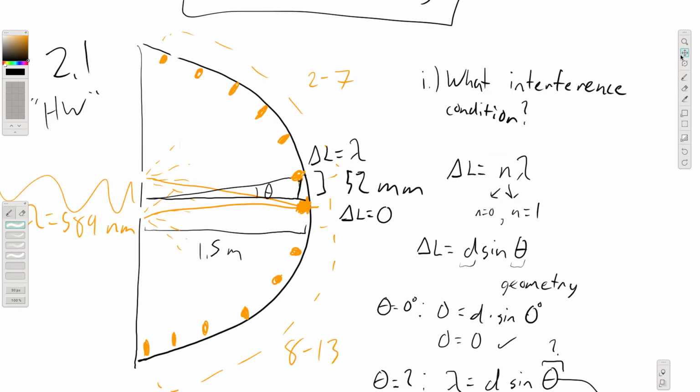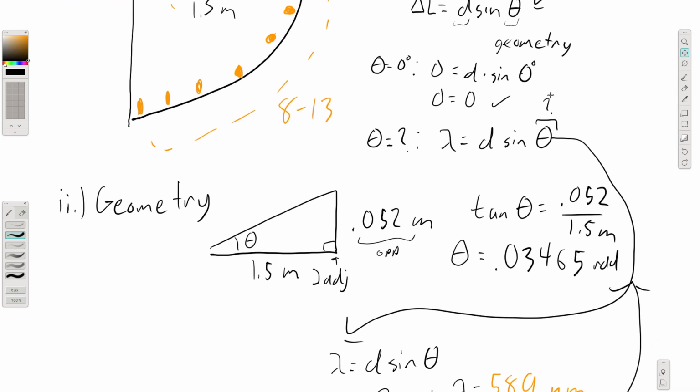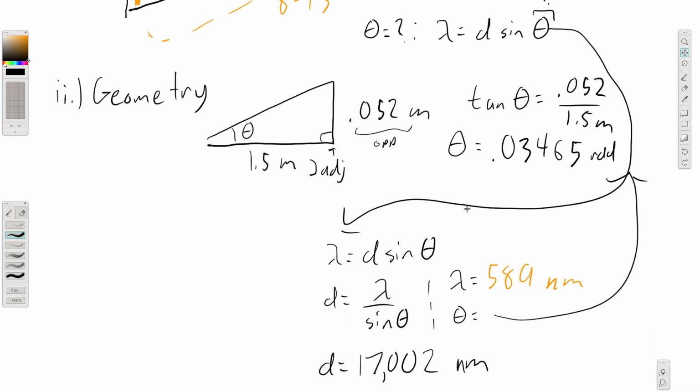So to recap, we drew a lovely image and characterized the problem. We figured out that for the first bright spot, we have an interference condition of n equals 1, our path length difference is equal to lambda. We compared that to what we know about general double slits, which is true generally. We then compared to the geometry of the problem, figuring out that our theta is a particular value, plugged that in, and then figured out our slit separation. Ta-da!